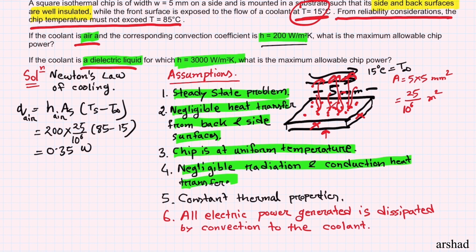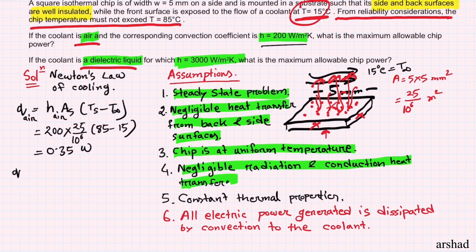So that's the amount of heat that is transferred from the chip to the coolant, and our sixth assumption was that all electric power which was generated is dissipated by convection. So this must be the maximum power that the chip is allowed to generate, because if we allow it to generate more heat, then the temperature of the chip must exceed 85 degrees Celsius. So that answers the first part of the question.